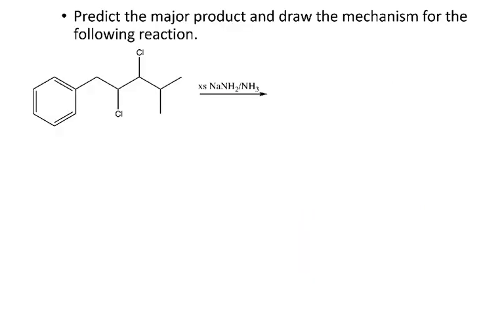Okay, so one last example. We want to predict the products and draw the mechanism for the following reaction. I have an alkyl dihalide. I have a strong base, and I've chosen the strong base that we'll typically use and that we'll see in examples where we're going to convert an alkyl dihalide into an alkyne. So my products, I'll get my alkyne. I have the isopropyl group coming off one side, and then on the other, I have one carbon and then the benzene ring. So here's my one carbon. And then the benzene ring.